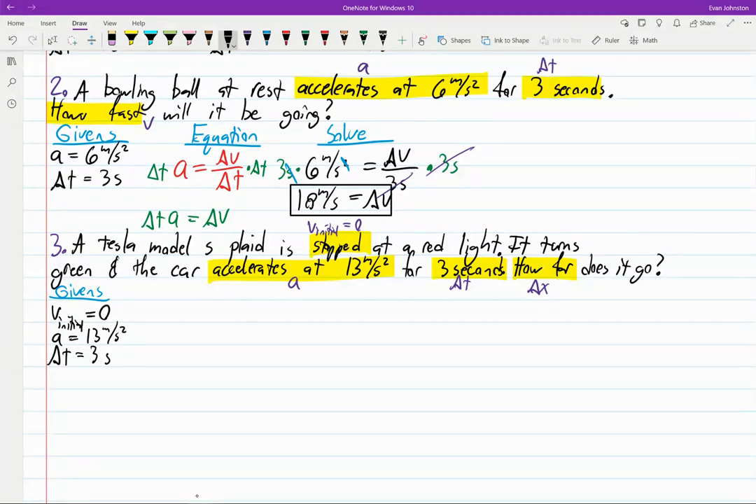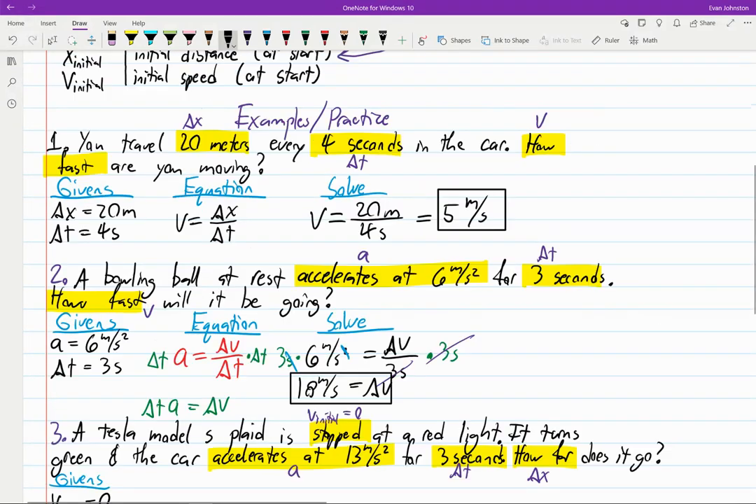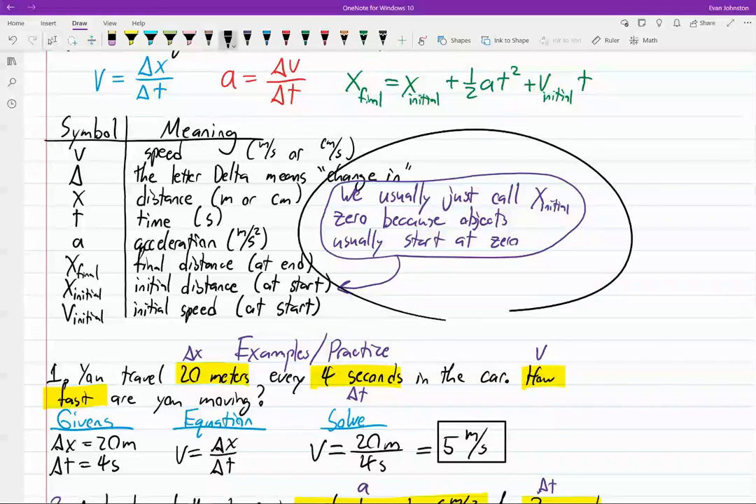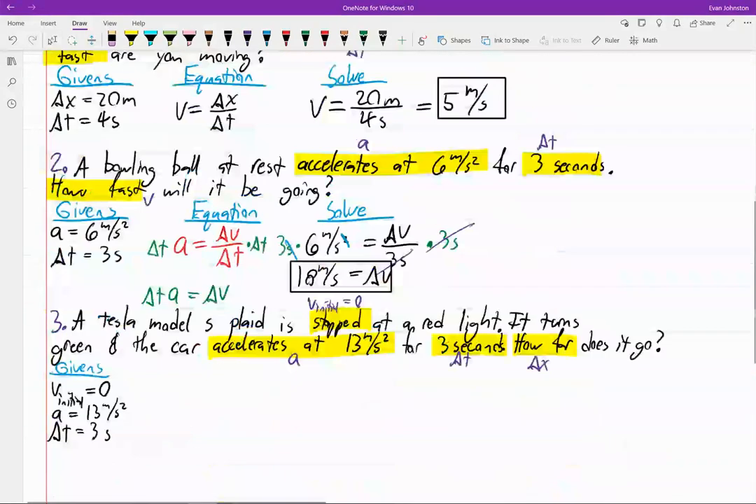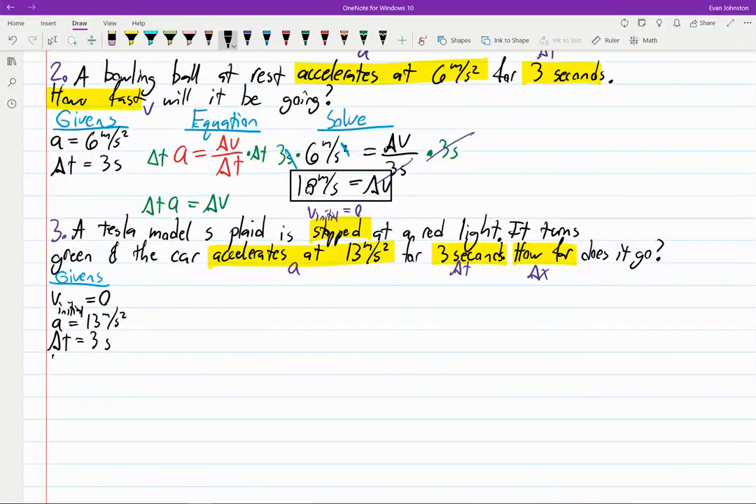And then there's the note I mentioned earlier. We get to call X initial 0 because things start at 0. So X initial here is 0 meters. We just get to call where it starts 0. That's pretty sweet. So now let's figure out the equation.